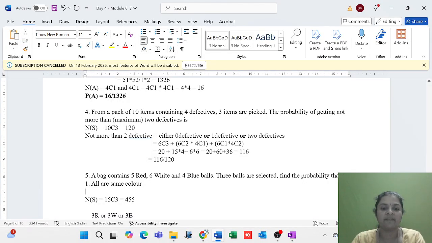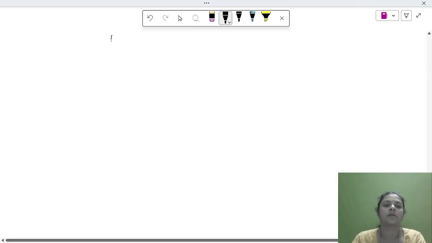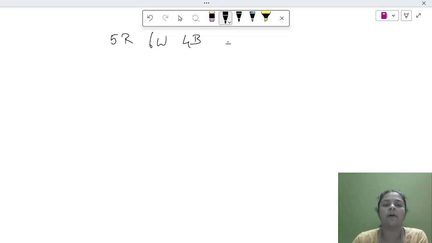Now I have 5 red, 6 white and 4 blue balls. Now total I have how many balls? 16 balls. Okay. Now first thing again, fix the denominator. 3 balls are selected from 16 balls. So the denominator is 16C3.